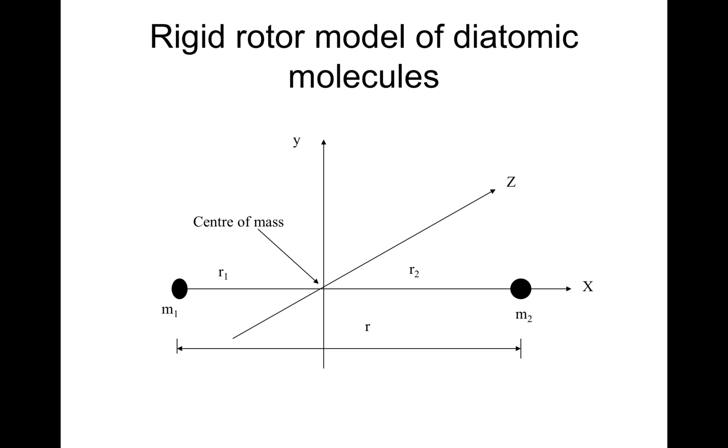Let us look at a model system. That's a rigid rotor model of a diatomic molecule. In this, M1 is one atom and M2 is the other. There we have the y-axis, the x-axis and the z-axis. If we look at the distance of separation of M1 and M2 as r, we can look at a situation where we have a center of mass here. Consequently, R1 is the distance from M1 to the center of mass, and R2 is from M2 to the center of mass.